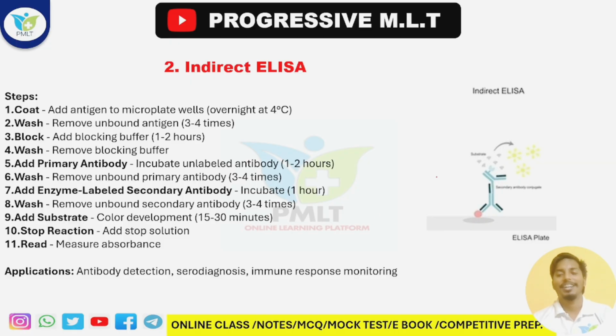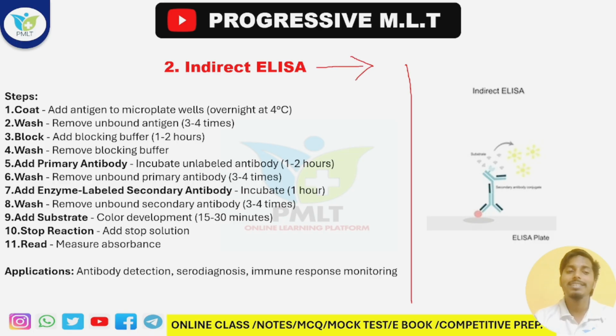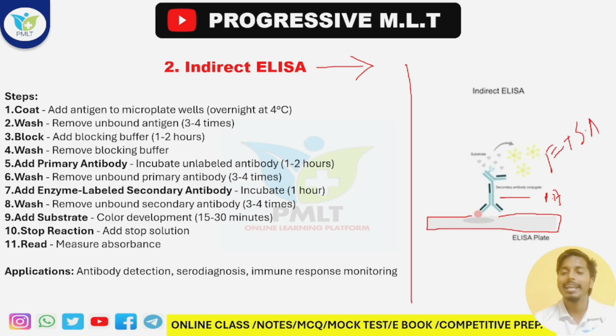Now, indirect ELISA. We need to understand the indirect ELISA. Please keep in mind that in indirect ELISA, the plate is coated with the antigen. The antigen is already coated here. After that, you add the sample containing the primary antibody. And after that, you add the enzyme conjugate, which contains the secondary antibody.